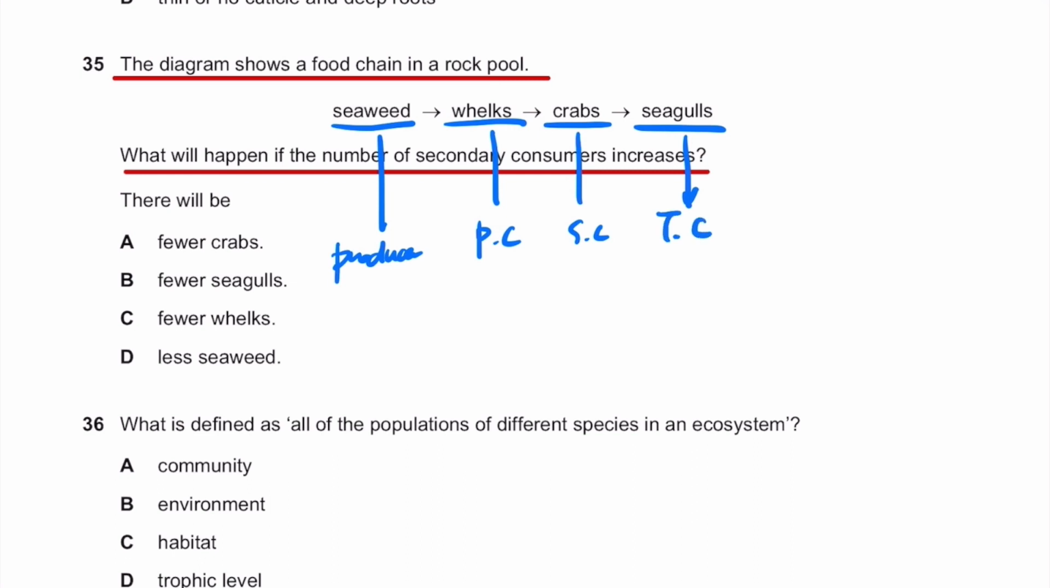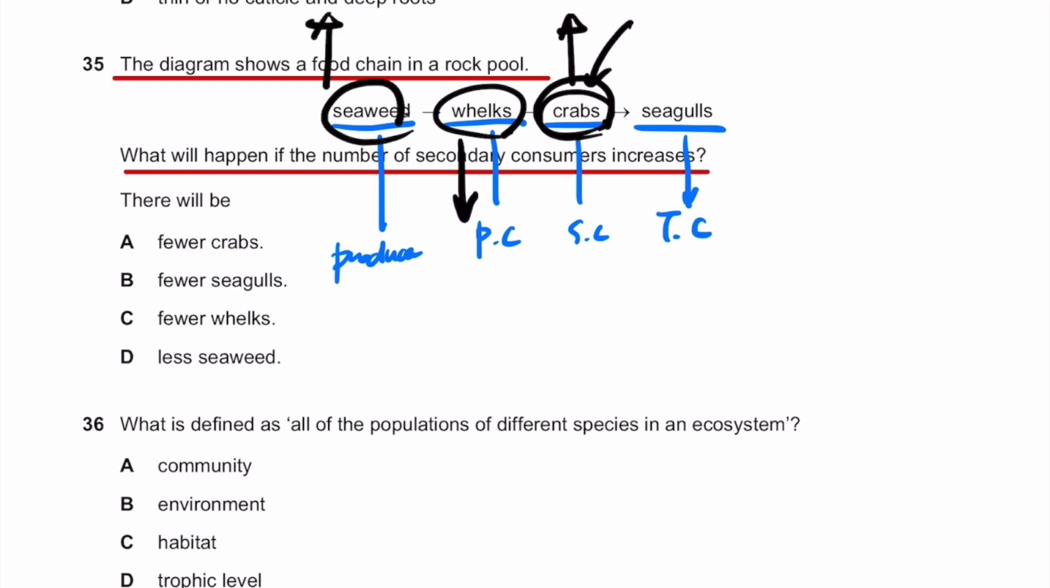So if the secondary consumer, which in this case is crab or crabs, they increase, then there are more crabs that eat whales, and if they eat more whales, the number of whales will decrease, and then the seaweeds will increase, and the seagulls will increase because seagulls will eat crabs, and there's more food now because the secondary consumers increase.